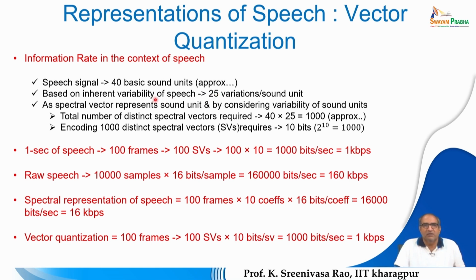So, assuming that to accommodate the variability, for each sound unit you allow some 25 variations, right. With that, as a spectral vector represents a sound unit, by considering the variability of a sound unit, the total number of distinct spectral vectors required will be 40 into 25, because 40 are the distinct sounds. For each sound we are accommodating 25 variations of it. So, the total number of distinct spectral vectors can be approximately 1000, right.